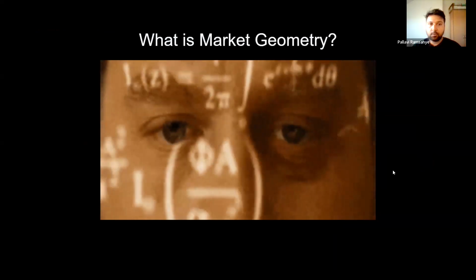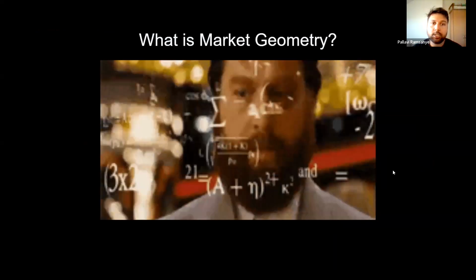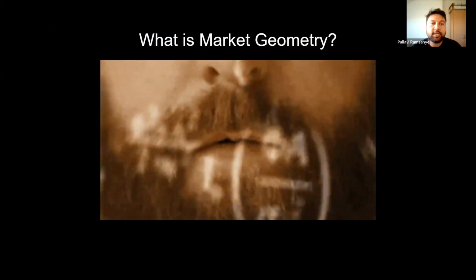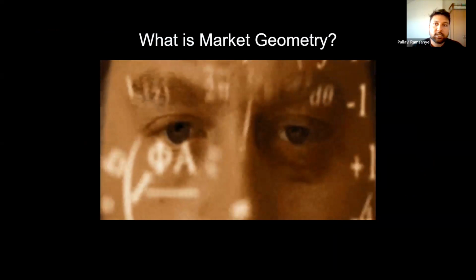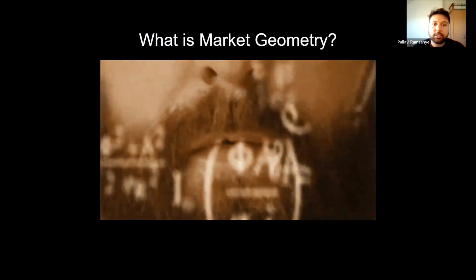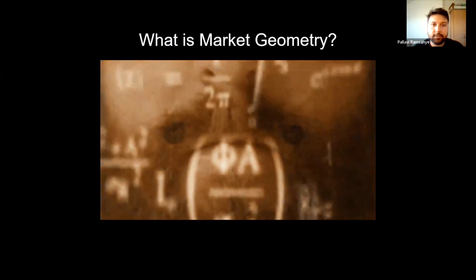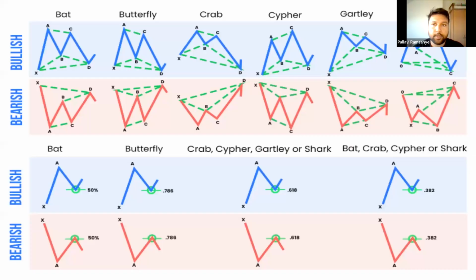So first of all, what is market geometry? Market geometry just refers to a trading style which uses geometric patterns to find us an ideal setup in the market. So it's very simple. It's very straightforward and simple.